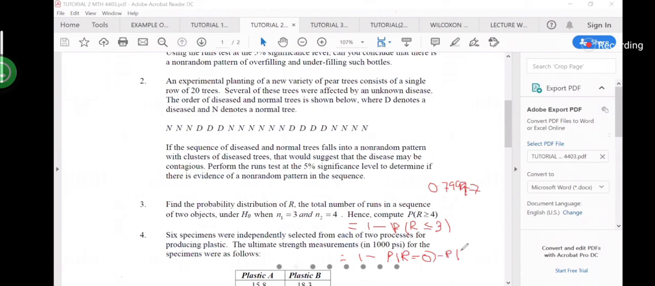R equal to 1, minus probability R equal to 2, minus probability of R equal to 3.